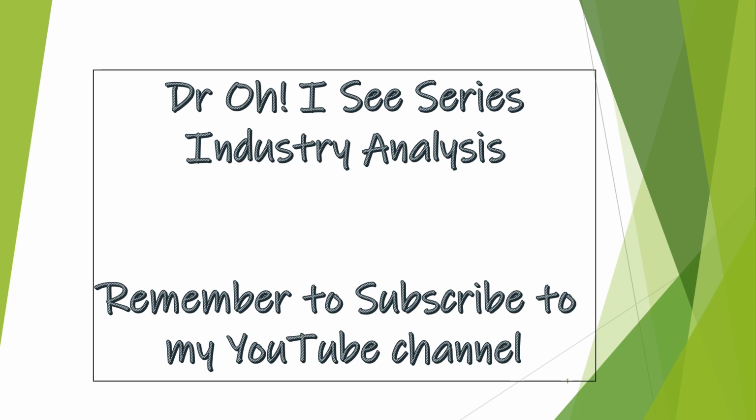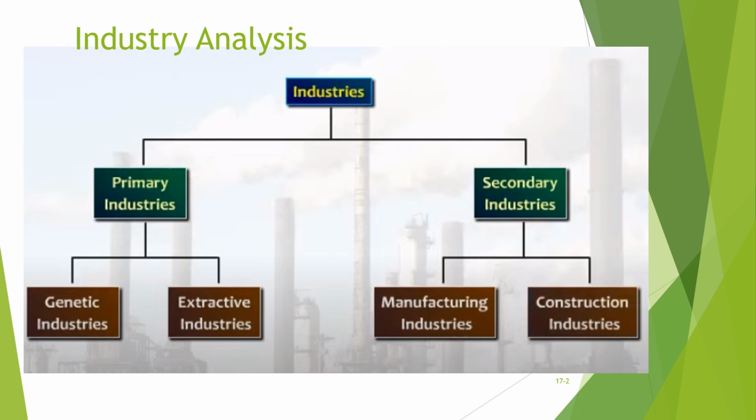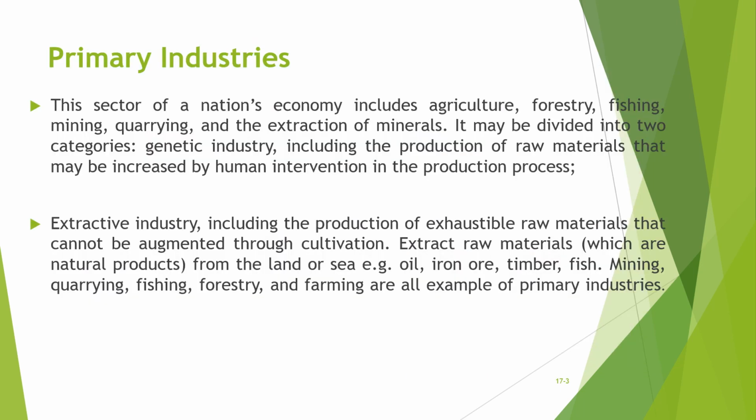Good morning. Today we'll discuss industry analysis. Industry analysis can be divided into two parts: primary industry and secondary industry. Primary industry is the main industry in each country. These sectors of a nation's economy include agriculture. Agriculture is very important. It produces all the food for us.